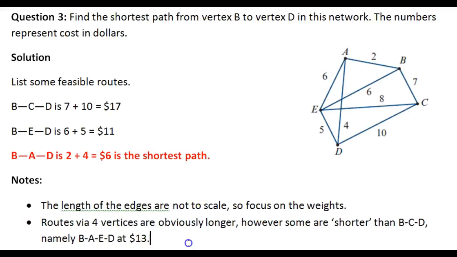Also, sometimes routes via 4 vertices are obviously longer, so they weren't one of the feasible ones. However, if we look at the first route we listed, which came out to $17, one of those other routes via an extra vertex actually comes out shorter at $13. You can check that out, B, A, E, D.